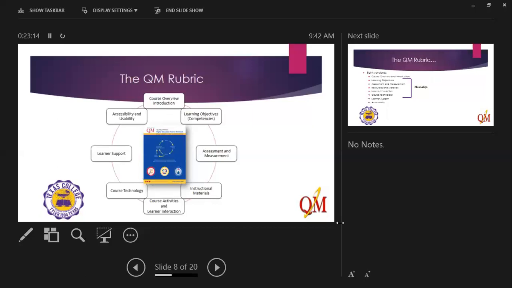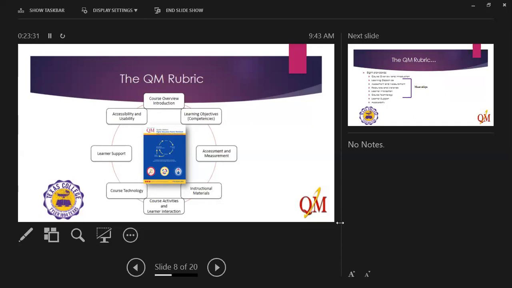Top right corner, 8 core standards. And each of the standards, of course, reflects an area. The standards have what is known as specific review standards.